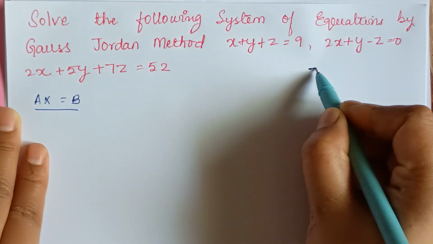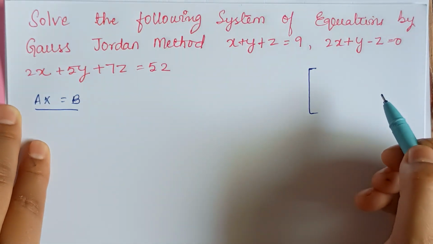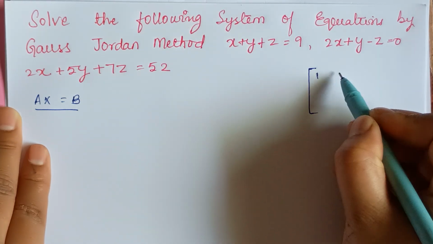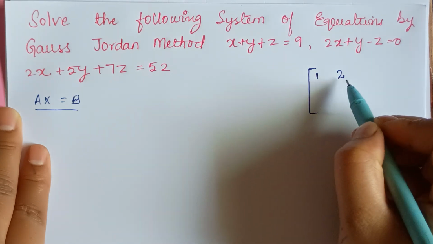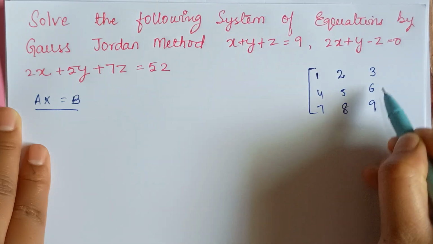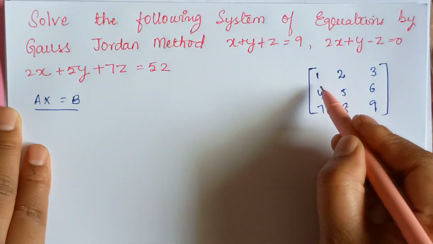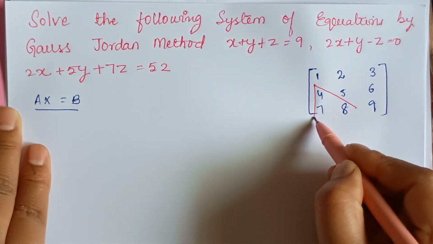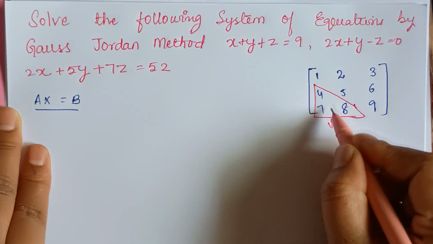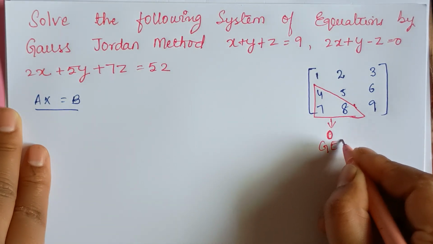In the Gauss elimination method, we used echelon form, wherein we reduced the matrix to the upper triangular form. For example, consider a matrix 1 2 3, 4 5 6, 7 8 9. This was reduced to an upper triangular matrix, so the elements below the diagonal elements were all reduced to 0. This was Gauss elimination method.